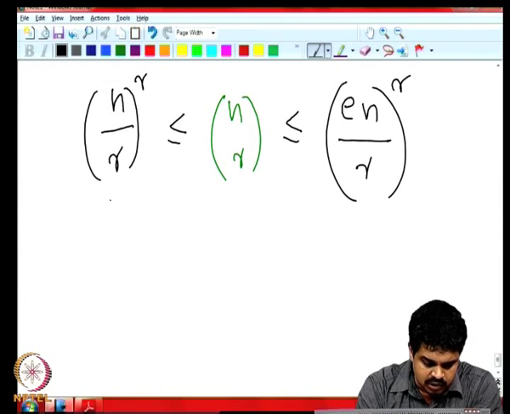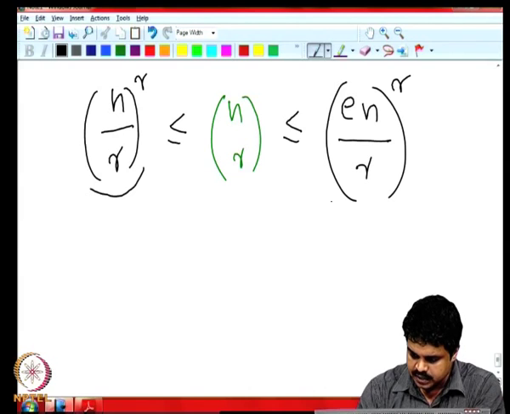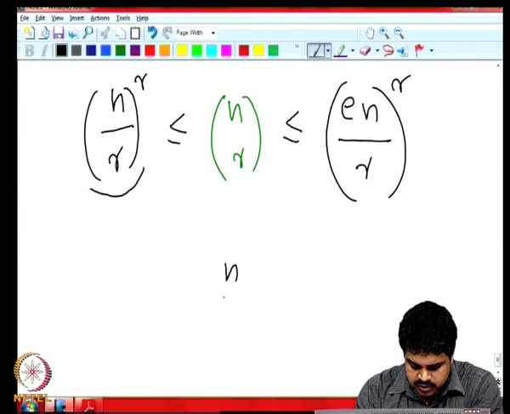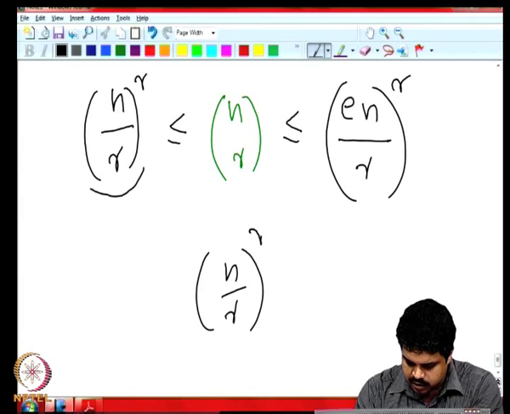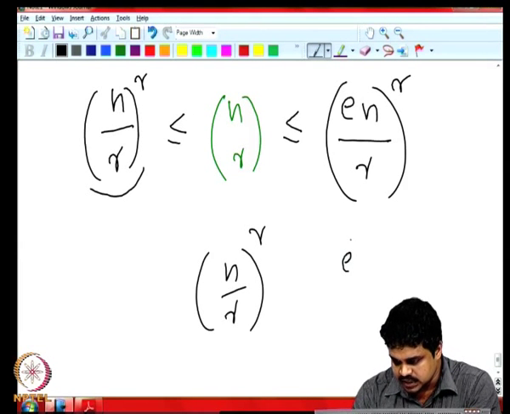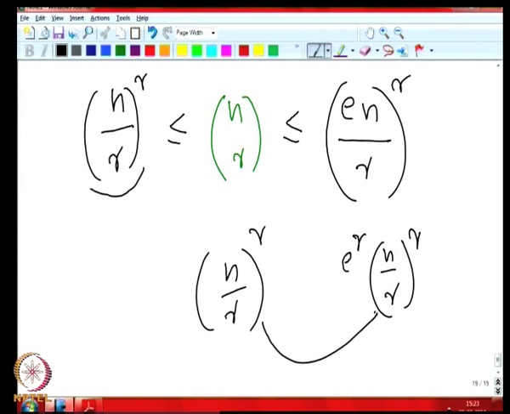So here you see that the lower bound is n by r to the power r, and the upper bound is e n by r to the power r, which is e to the power r into n by r to the power r. That means it is e to the power r more. So we are saying that this is sandwiched in between these two quantities. This lower bound is multiplied by e to the power r, that much bigger, so somewhere in between it stays. Many times this is very handy to use, therefore we will prove it.